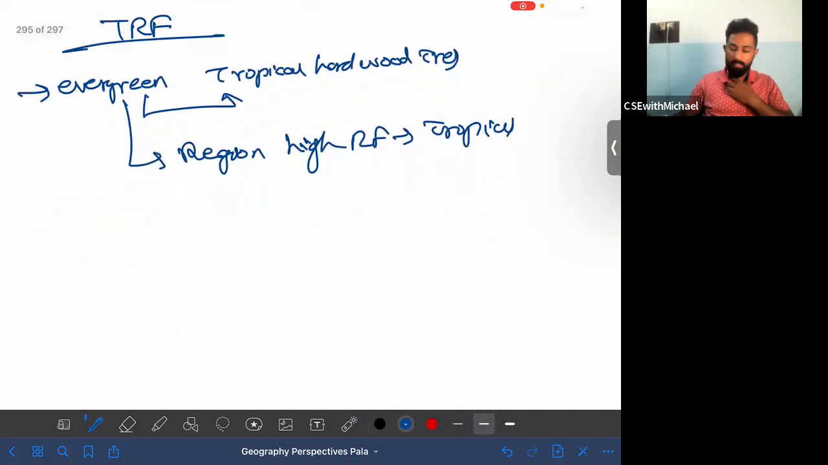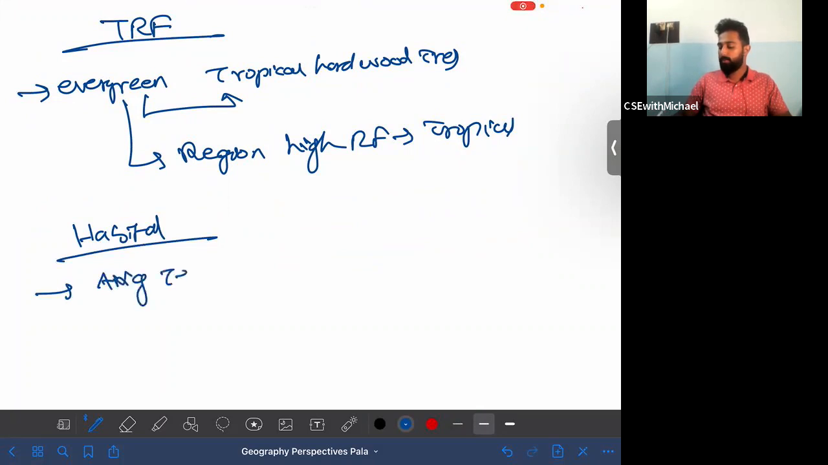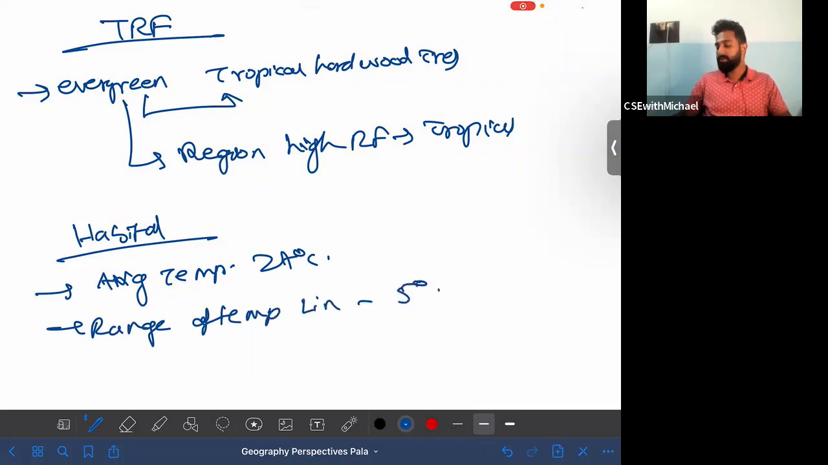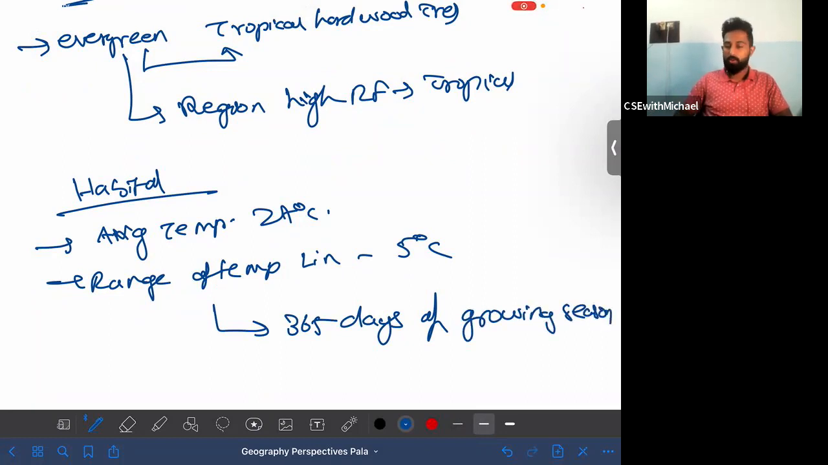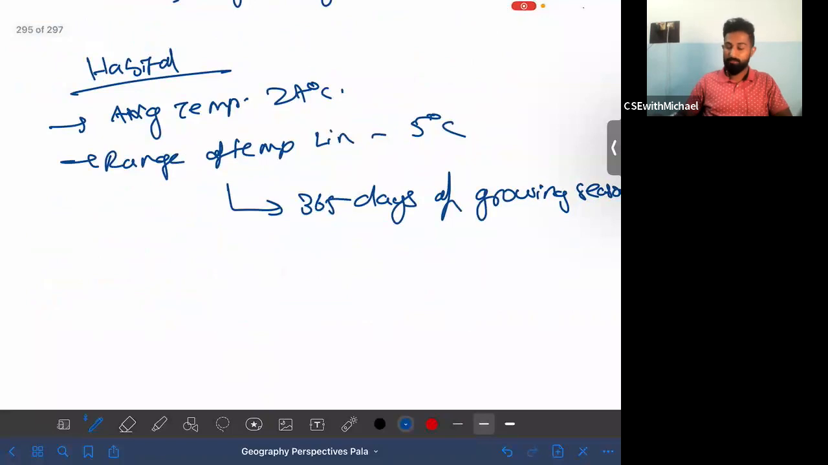Now, if you look at the habitat, what are the habitat conditions? You can see different factors. The average annual temperature is about 27 degrees Celsius. The range of temperature is very limited, to about 5 degrees Celsius. Changes are there within the season. So that gives you a 365-day growing season. Throughout the season, sunlight is available in ample supply. So 12 months or 365 days of growing season, that's very significant.